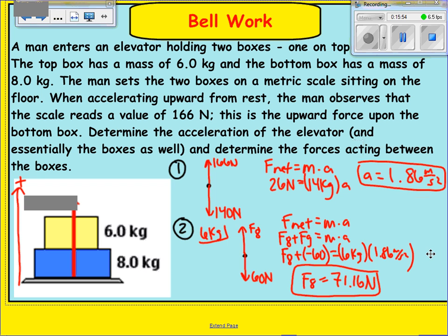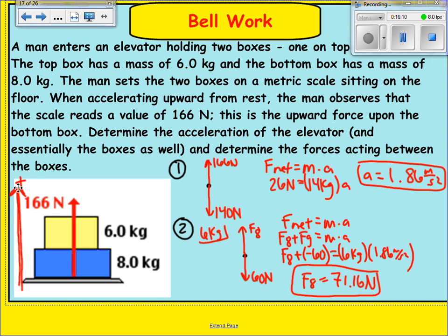Okay, take a moment and look at the answers. I try to keep them separated, steps 1 and 2. The first thing I want you to notice, in case you did, is on the left side of the screen here, I designated up as the positive direction. That just makes sense because if the elevator is moving up, everything's happening up. So it just makes it easier.